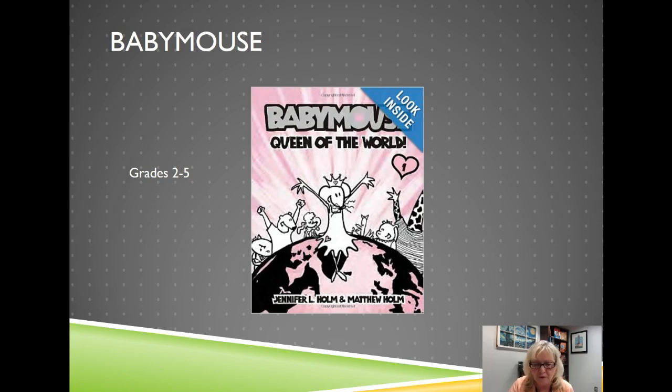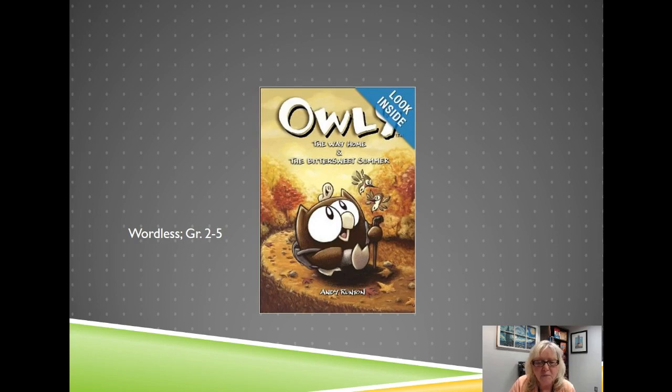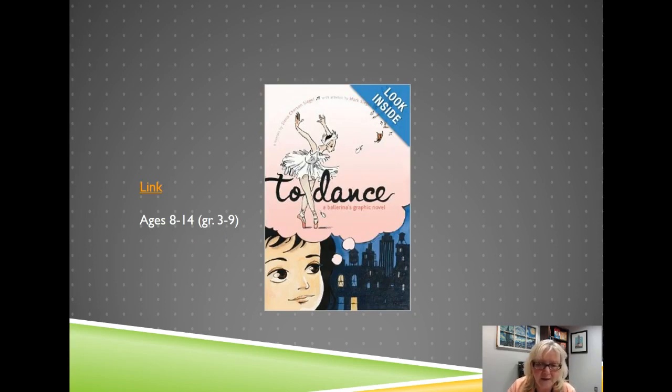Baby Mouse was really popular, and for grades 2 to 5, really very popular for a while. Owl is wordless, for grades 2 to 5, and so it doesn't so much help with the reading, but it is very enjoyable and could be used for writing prompts also, much like I indicated for Wiesner with his picture books. You can have the students write the story here. To Dance, this is a great novel. It's an autobiographical novel about a ballerina.